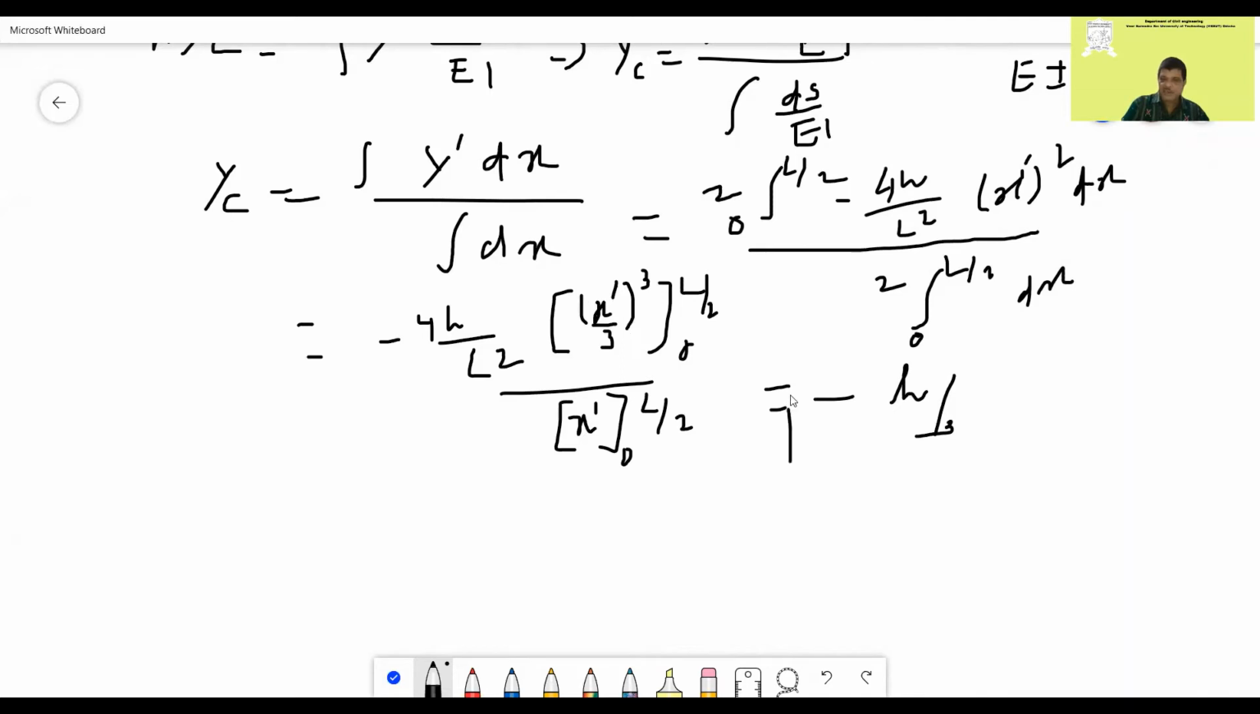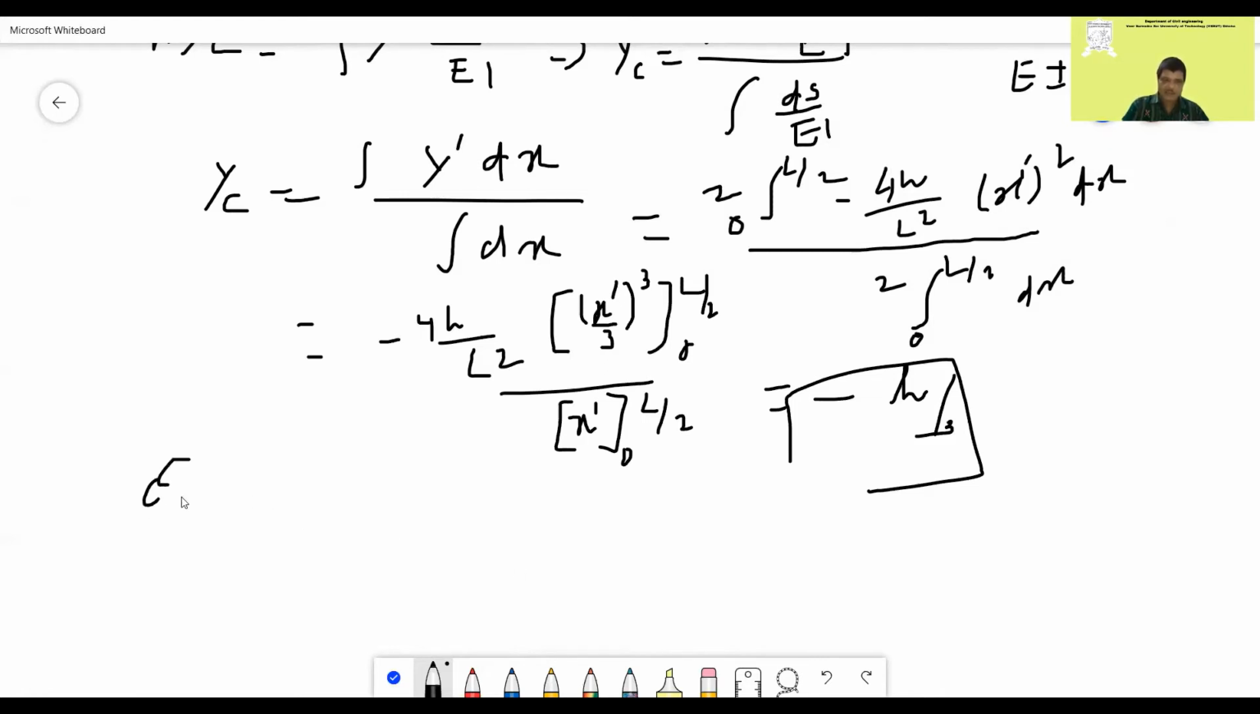So what does it mean? Minus h by 3 means the elastic center is h by 3 distance below the crown. This can be a multiple choice question. In the case of symmetrical parabolic fixed arcs, the elastic center lies h by 3 below the crown, where h is the height of the parabola. Now, we have taken this O dash as the origin. If we take the elastic center as the origin, what will be the equation of the parabola?